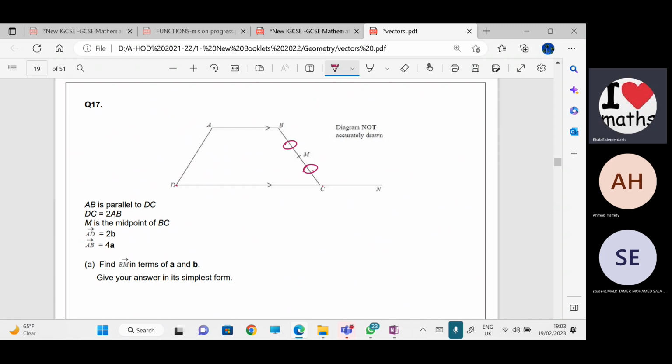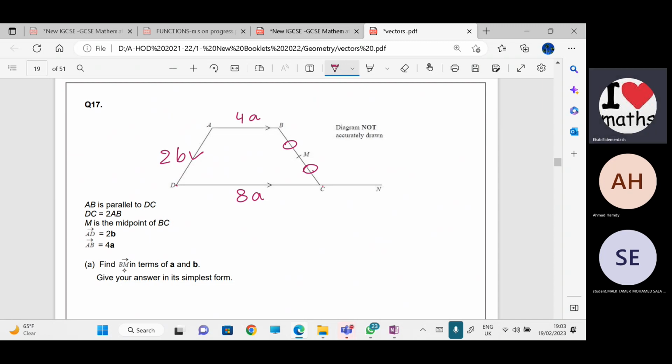Are we clear? AB is given as 4A. So who can tell me what will be the DC? Yes, it's 8, because it's the double. And then he also told me that AD, from A to D in this direction, AD is equal to 2B. So here I will write it as 2B, but I have the direction from A to D. Is it clear? Let's play this part.